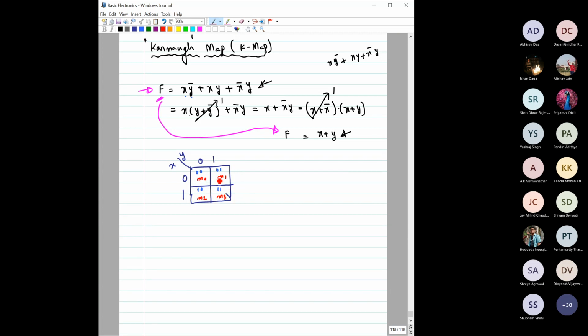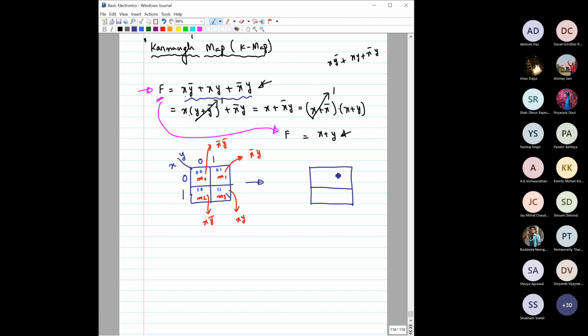You can also understand from here. What is m0? M0 is 0, 0. That means it is x bar, y bar. This block corresponds to m1, which is 0, 1, meaning x bar, y. This block corresponds to 1, 0, that means it is x, y bar. This block corresponds to 1, 1, that means it is x, y. Fine? Right.